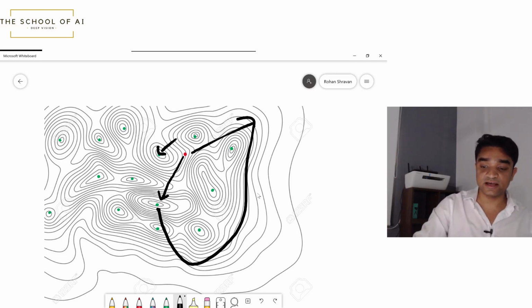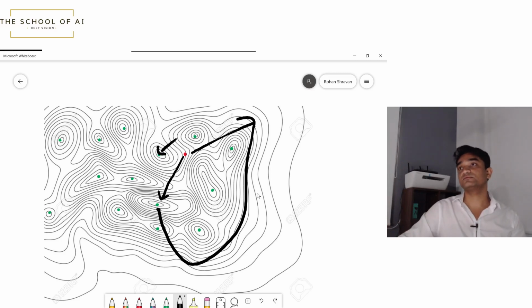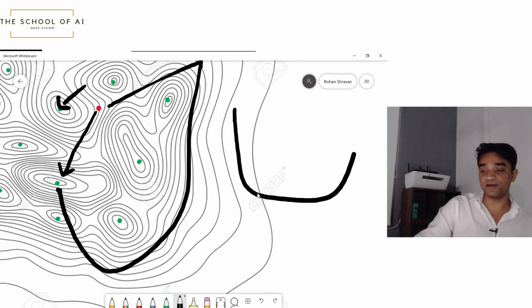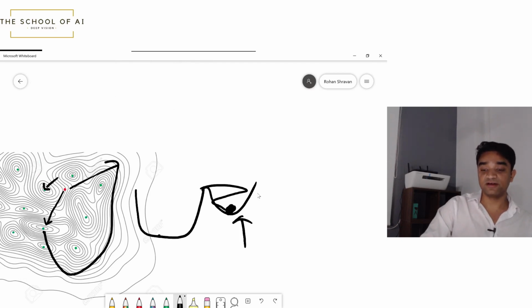Now, if I get stuck here, these are minimas for me, right? If I get stuck here, how will I come out? I need a push, right? Momentum we're already using. So the only push left for me is learning rate. Even after I'm given a big learning rate, if I give a big learning rate to this guy, it is going to jump out. If I give a big learning rate to this guy, it's just going to shuffle inside.